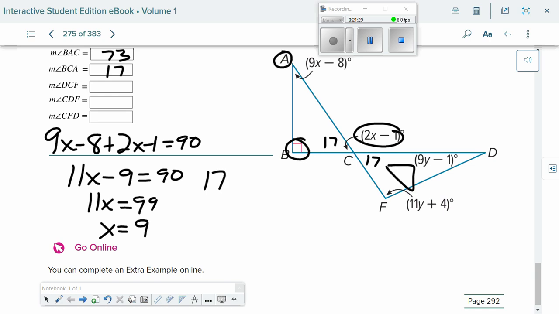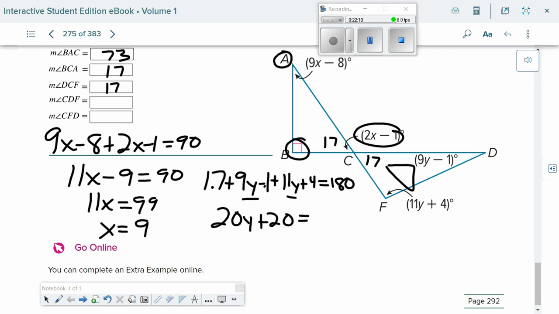So we're going to go 17 plus 9y minus 1 plus 11y plus 4 equals 180. And I did find angle DCF. I used the vertical angle thing, so I'm going to put that up there in case I forget. I got a lot of stuff here to put together. Let's put the y's together first. 9y and 11y is 20y. I got 17 minus 1 is 16, plus 4 is 20. That equals 180.